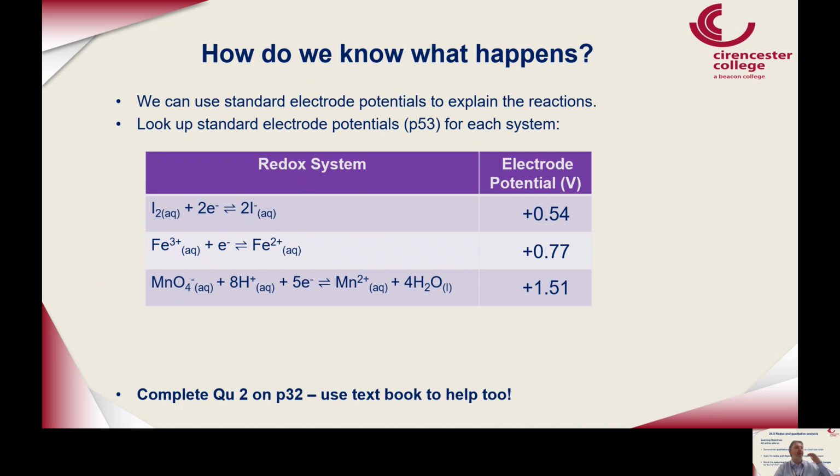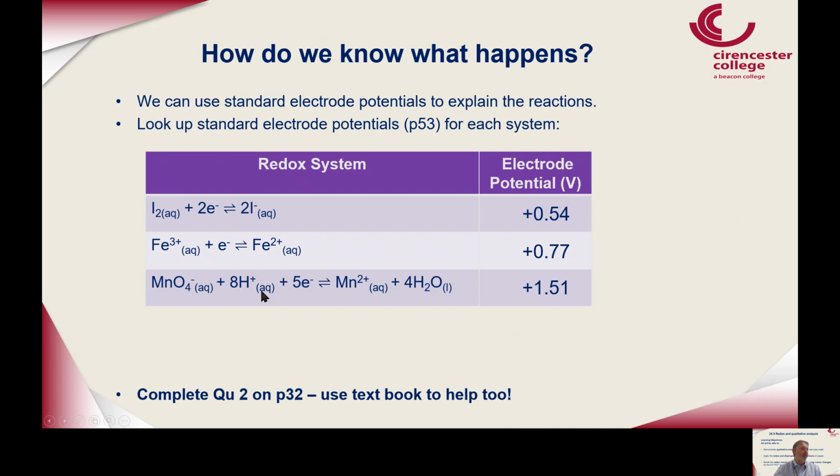You can see we put the least positive at the top. The one at the bottom will be reduced and go in the direction that is written. So manganate could react with iron 2 plus to make iron 3 plus and Mn2 plus, or manganate could react with iodide to make I2 and Mn2 plus. We could also see that iron 3 plus would react with iodide to make iodine and iron 2 plus.